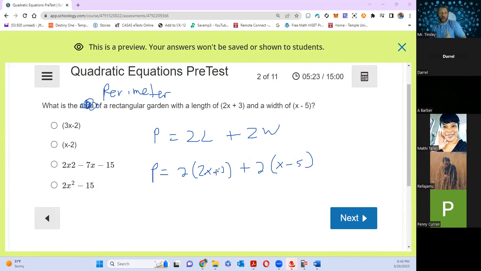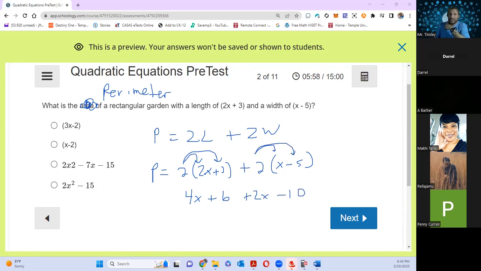So now I have a 2 on the outside of parentheses, so I've got to use my distributive property. What am I going to do next? Distribute 2 to 2x. What's 2 times 2x? 4x. What's next? Plus 2 times 3, which is plus 6, not 6x. Understand the computation. I just made a mistake by saying that. All right, what's next? 2 times x is 2x. 2 times minus 5 is minus 10.